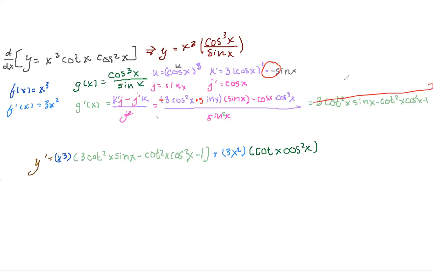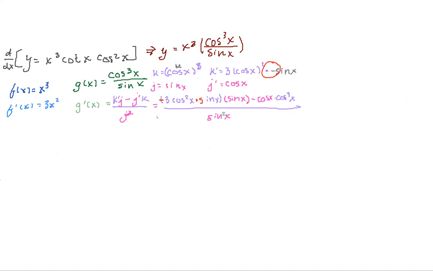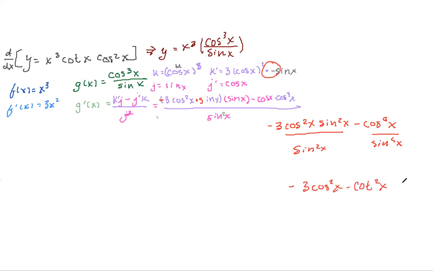So scratch all of that. Oh, darn it. Shoot. The principle is the same. We just made a mistake in the implementation of the algebra, which is disappointing. This becomes minus 3 cos squared x sine squared x minus cos to the fourth x, right? If that's multiplied. And that becomes minus 3 cos squared x minus cotangent squared x cos squared x.